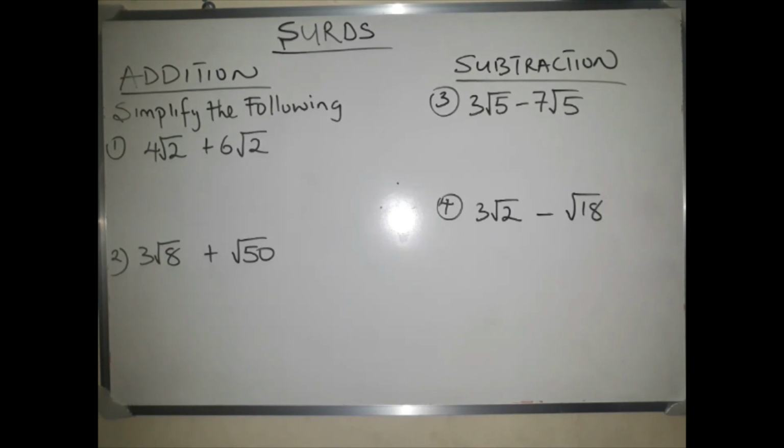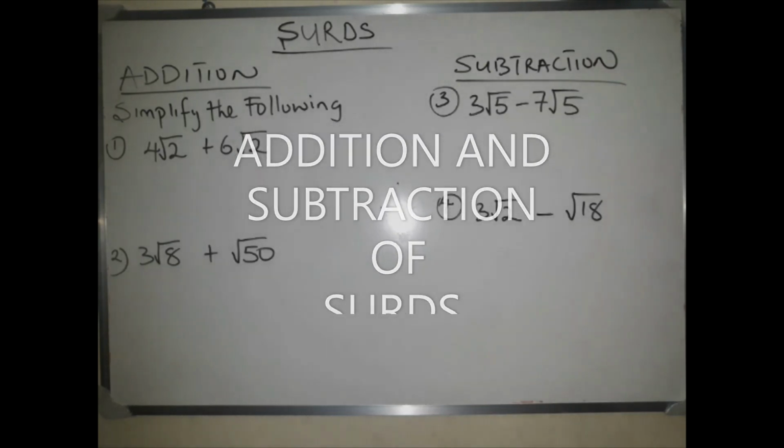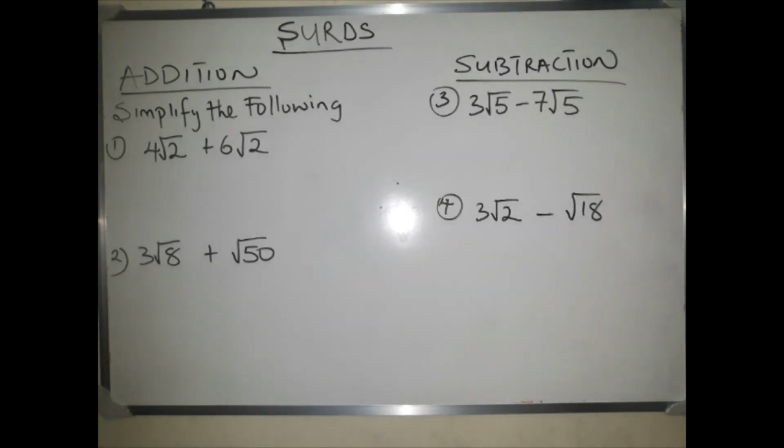Today we will be learning how to add and subtract surds, the addition and the subtraction of surds. In my last video I showed us how we can simplify surds, but today we want to learn how to add and subtract surds. Now, two or more surds can be added together or subtracted from one another if they are like surds. Before addition or subtraction, the surds should first be simplified if possible.